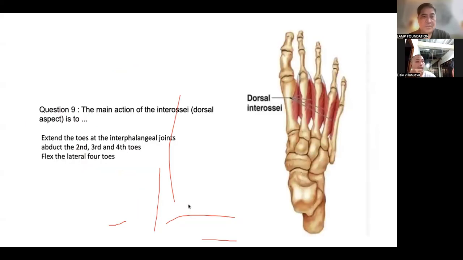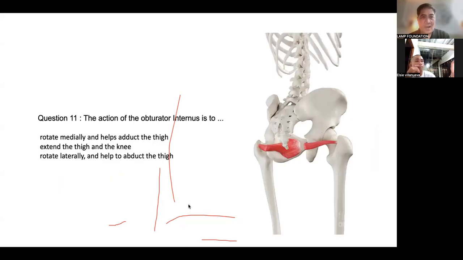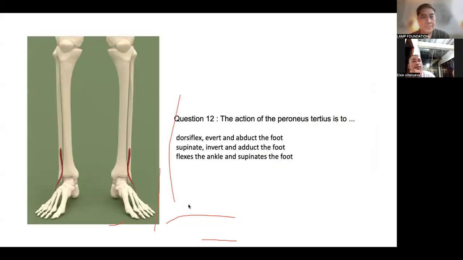Main action of interossei, so the dorsal aspect, is to abduct the second, third and fourth toes. Main action of the interossei, plantar aspect, is to adduct the third, fourth, and fifth toes. Action of obturator internus. Rotate laterally and help to abduct the thigh.